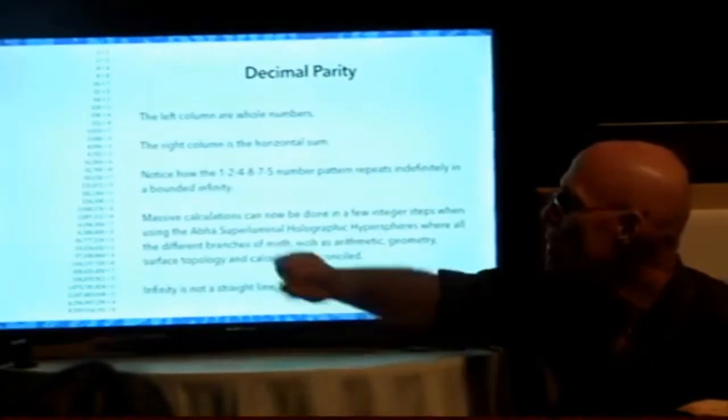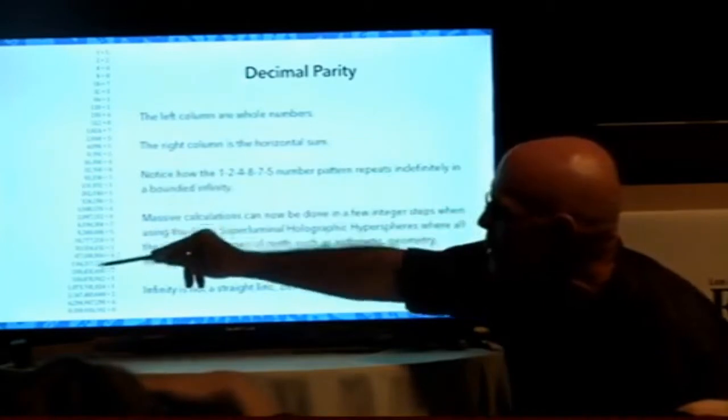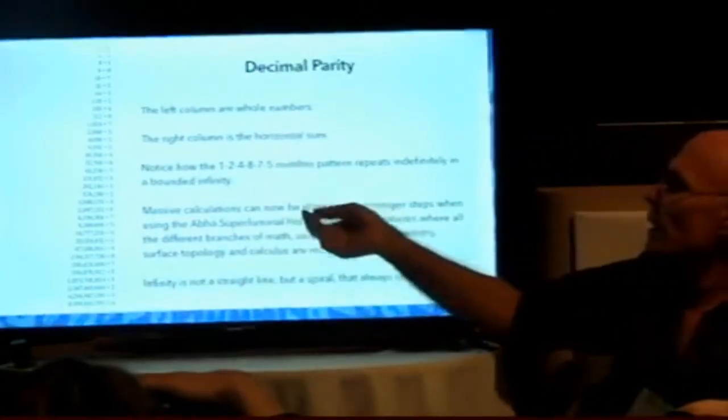Oh, it's explaining abjad. The pattern repeats: 1, 2, 4, 8, 7, 5, 1, 2, 4, 8, 7, 5. You can see the pattern repeating now, even though that's growing so quickly. And I won't explain it.